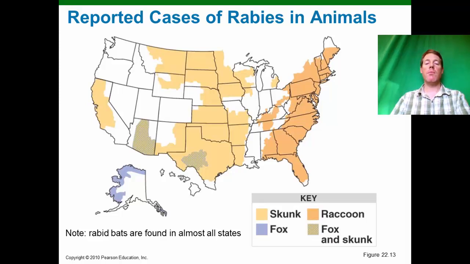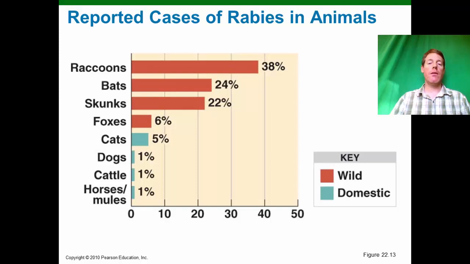Now, the fact that Mississippi is in white here suggests that raccoons and skunks are not very common carriers, probably just bats. You can see here, throughout the U.S., raccoons are overall the most common carriers, followed by bats and skunks, and then other animals.